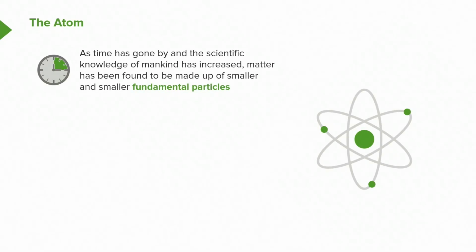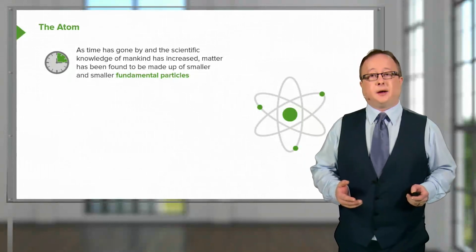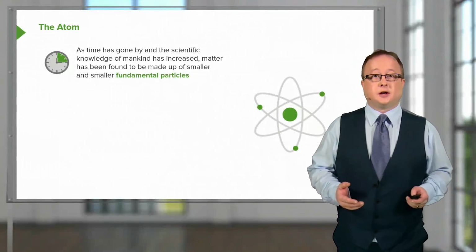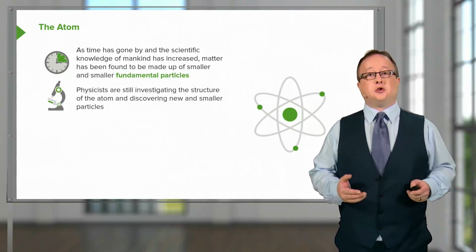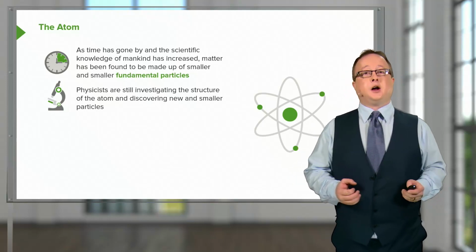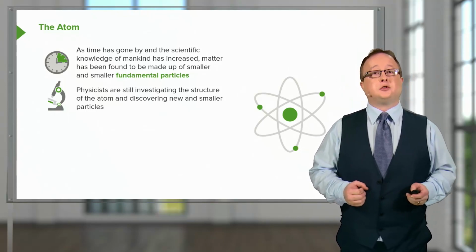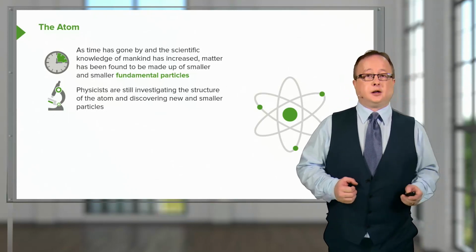As time has gone by, within the last 100 to 150 years, the scientific knowledge of mankind has increased, and matter has been found to be made up of smaller fundamental particles. In particular, if we look at subatomic particles, which you may be familiar with, such as protons, neutrons, and electrons, they themselves are actually made up of even smaller particles falling into the quark and lepton class.